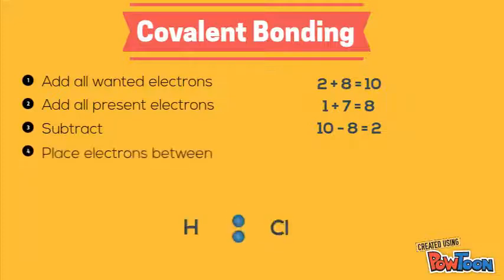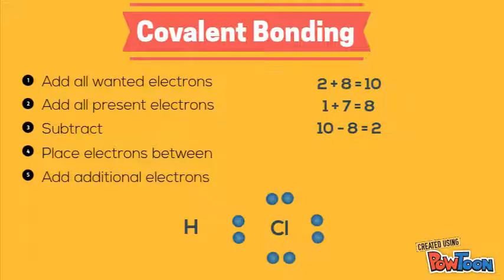So we put these 2 electrons between H and Cl, Cl standing for chlorine. Finally, you add all the missing electrons. Hydrogen wants 2 valence electrons, and this has already been achieved. However, chlorine does not have 8 valence electrons. It only has 2, so we add 6 more electrons to make chlorine happy.